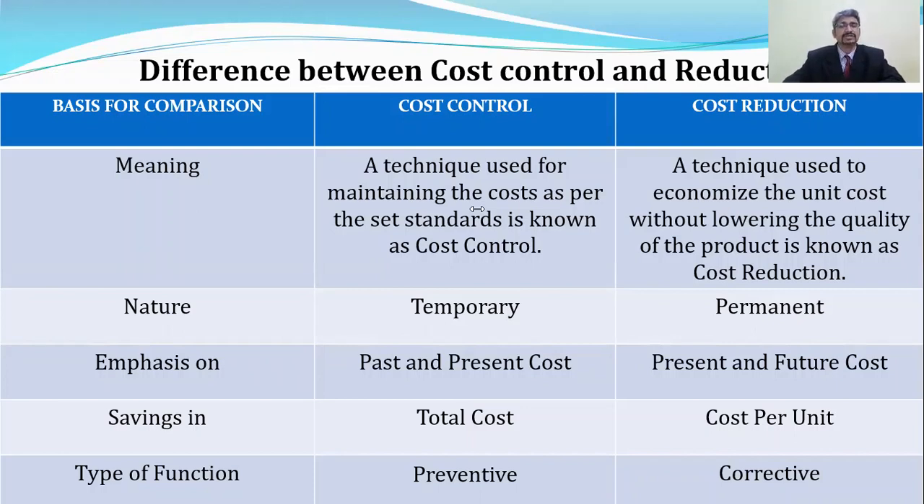Then the types of function: it's preventive and it's corrective. Cost control is a preventive technique and cost reduction is a corrective measure. We are doing it for the future. We are taking a corrective action in cost reduction. Whereas in cost control, we are preventing, we are trying to be safe in the future. And we are comparing the planned activity with the actual performance to reduce the deviations that take place.